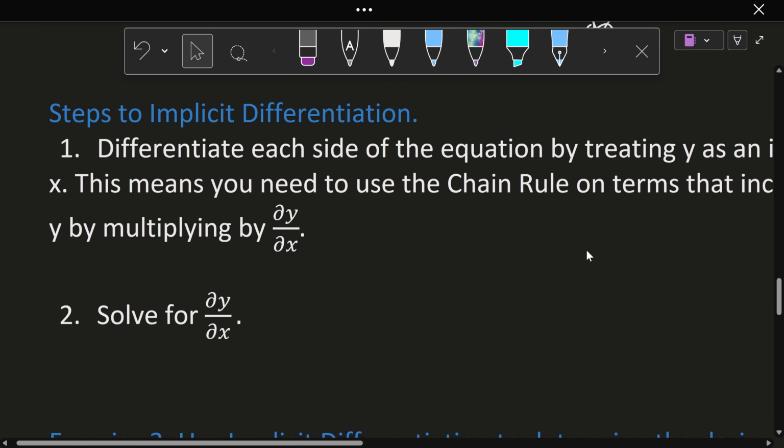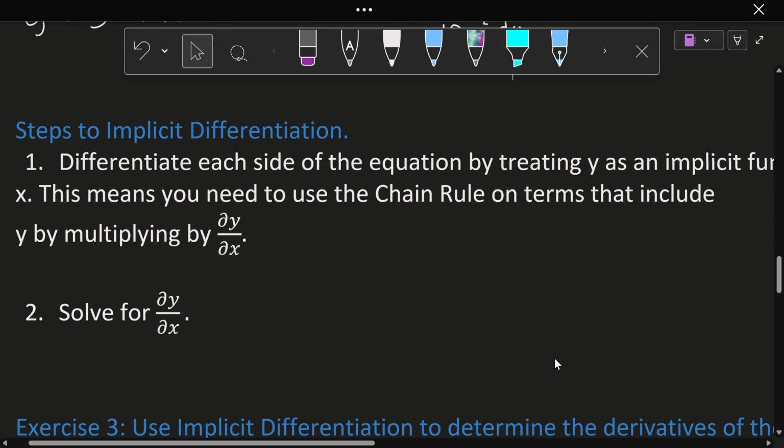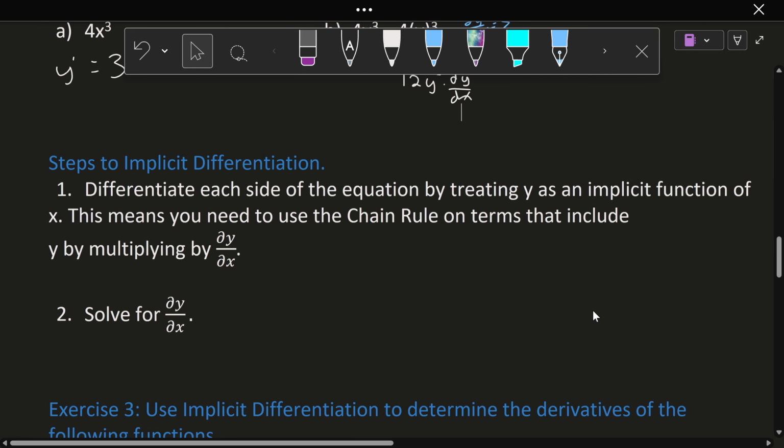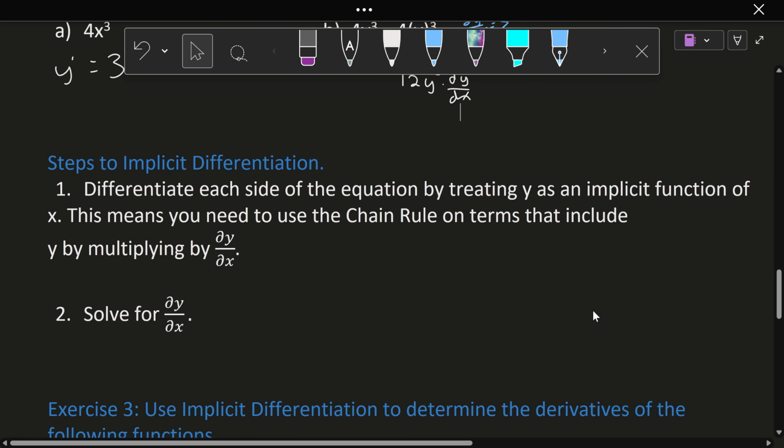So what are the steps to implicit differentiation? Well, we're going to differentiate each side of the equation by treating y as an implicit function of x. So this means we can use the chain rule on terms that include y just by multiplying whatever we do by dy by dx. Once we've taken our derivatives, then we just have to solve or isolate for dy by dx. So this will make a little bit more sense as we do some examples.